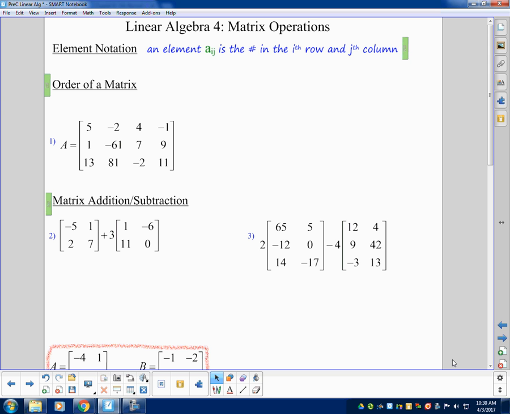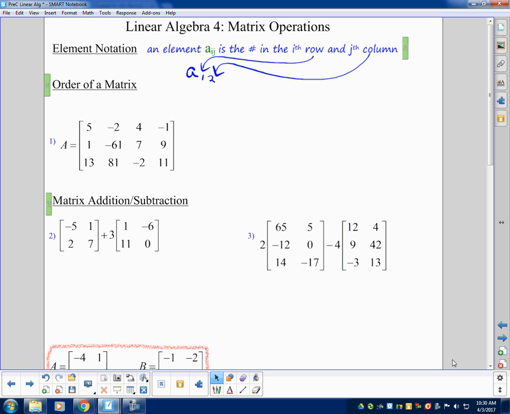So for example, this looks like A12, it's not. A12 would be first row of this matrix, second column of this matrix, which would be the number -2. So it just tells you row and column. That's it. So that's how you identify a specific number in a matrix.